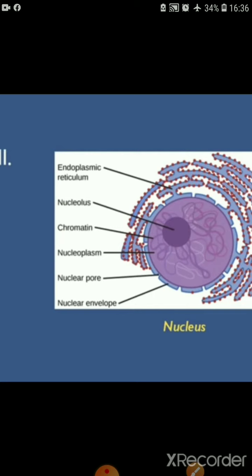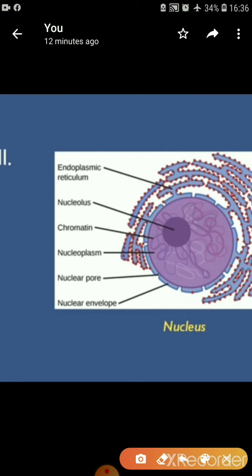And last, the endoplasmic reticulum. This is the endoplasmic reticulum body, as you have seen, this is outside of the nucleus. So in higher classes we will study about the endoplasmic reticulum. In today's lecture we will deal with these main topics that consist under the nucleus.